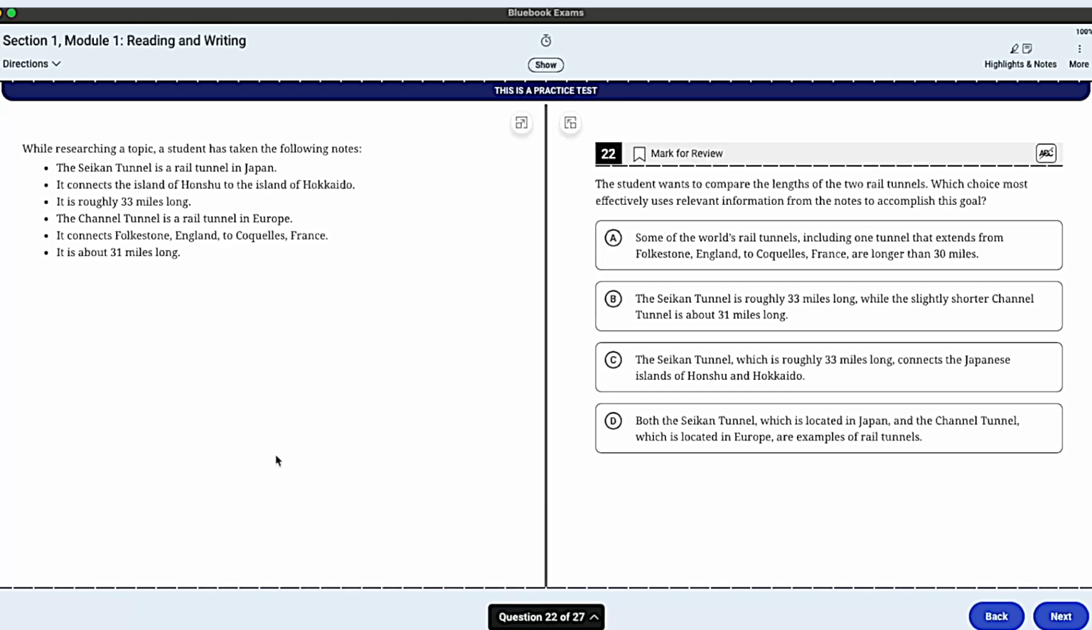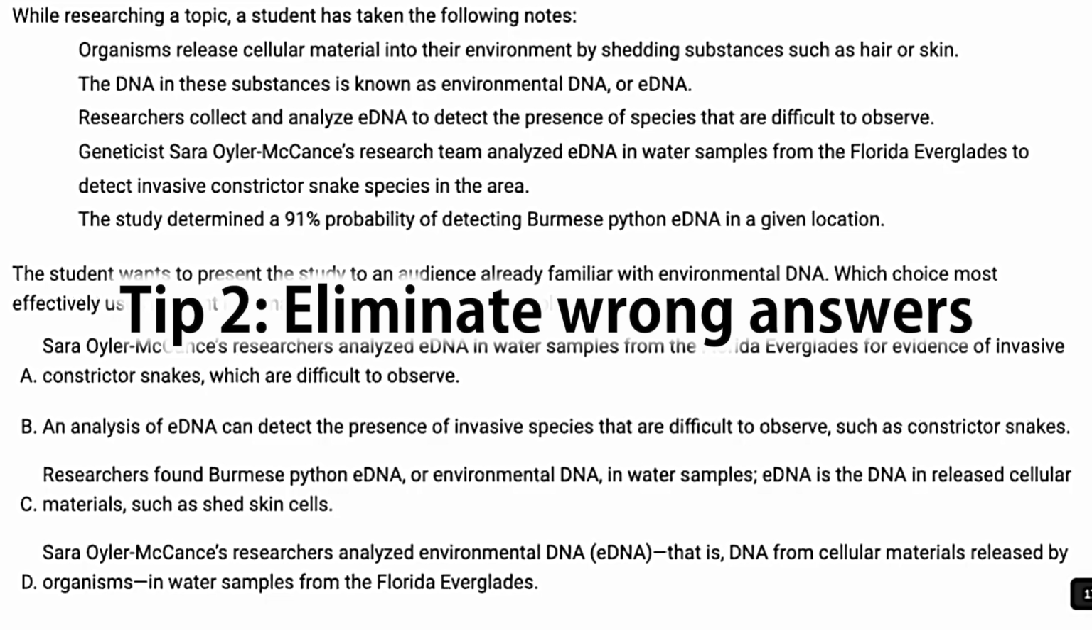Start with words and context, skip ahead to conventions of standard English and bust through those. And then after that, once you've racked up those points, go back, start working on those questions that are going to take a little bit longer. And tip number 2 is to eliminate or cross out wrong answers.